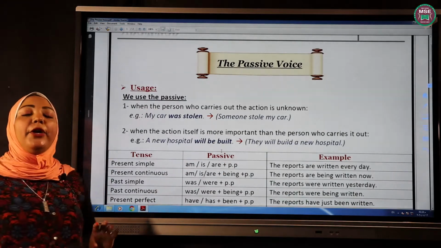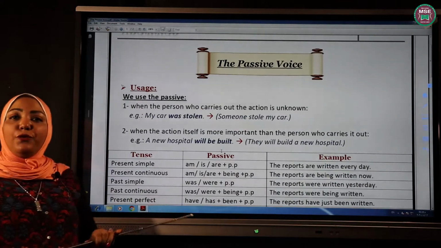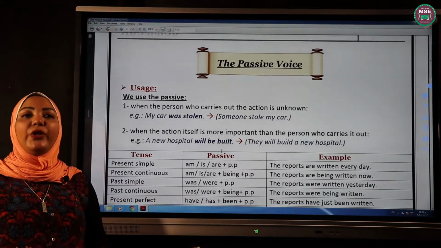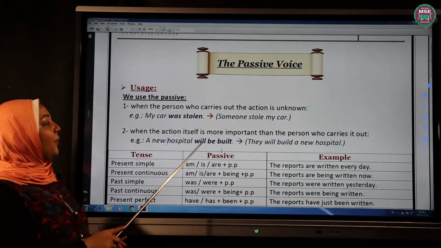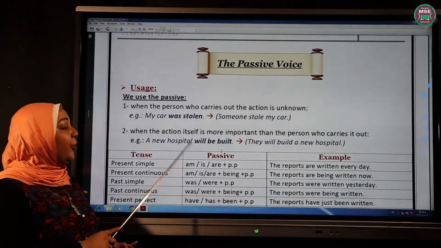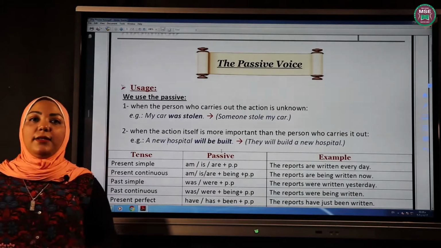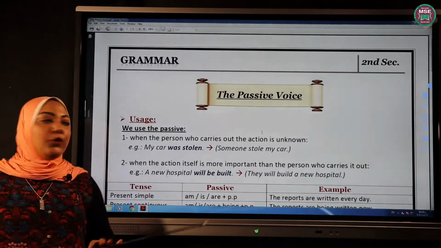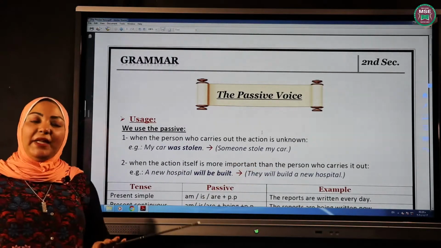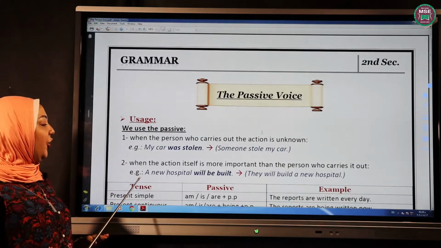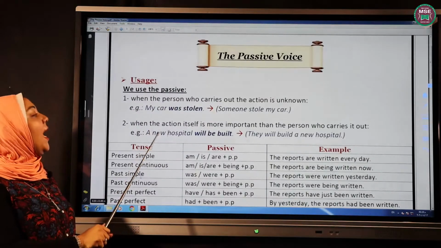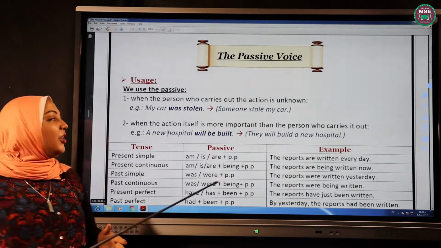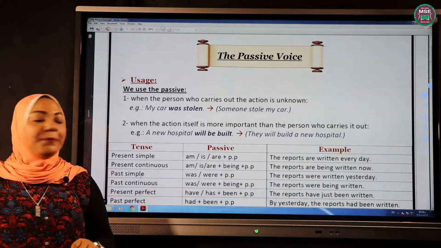So we are going to use verb to be, which is step number two, into the future form. And bear in mind that if the future form is with will, use will. If it's with going to, still use going to, the same structure. So will be, this is verb to be in the future form. And then step number three is to get the PP of the main verb, which is build, so it will be built. So the new sentence in the passive voice is a new hospital will be built. Of course, you can mention by them, but here we are focusing on the action itself.